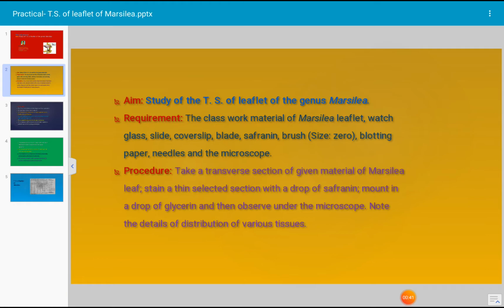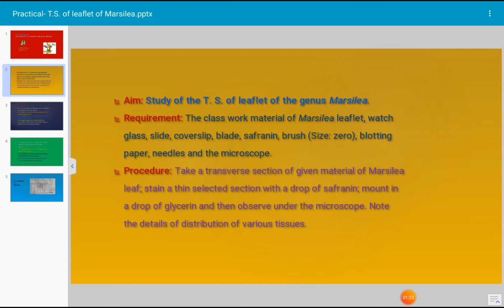In the procedure, how to start the practical: we have to take the transverse section of the given material of Marsilea leaf, and then stain and select. First of all, select a thin section and stain it. Remove this section from the drop of safranine and mount, and then observe the prepared temporary slide under the microscope and note all the details of the distribution of various types of tissue observed in the slide.